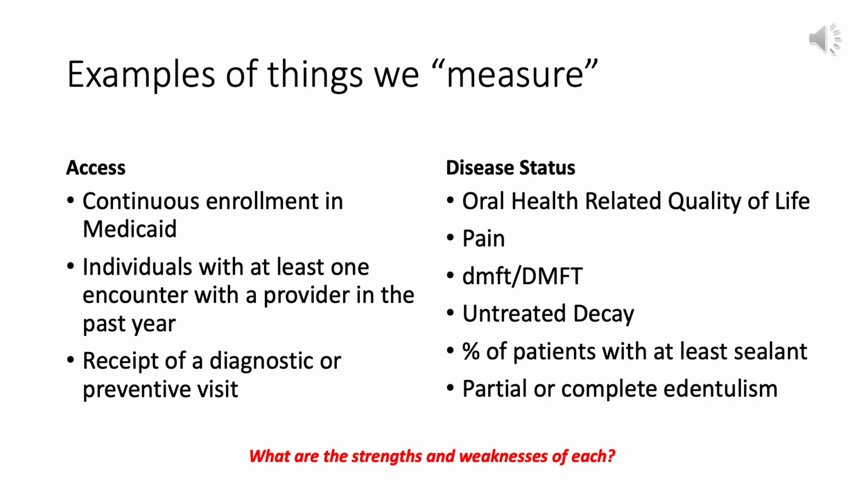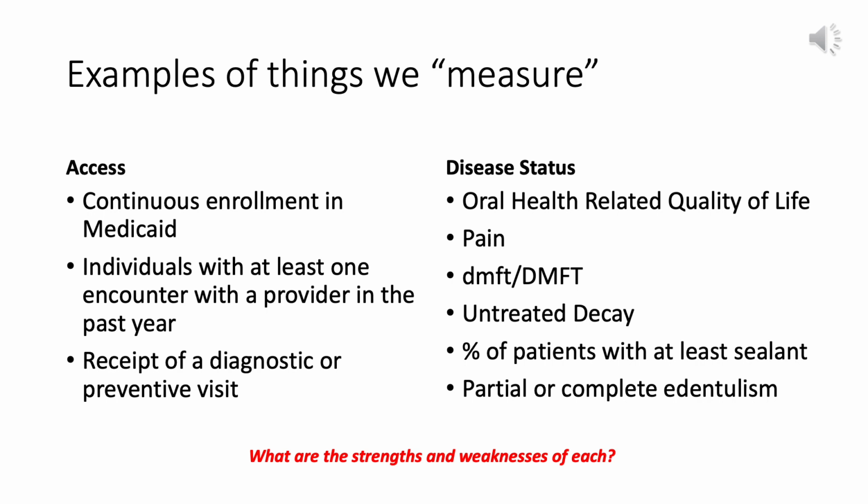So oral health epidemiology is defined as the way we measure the distribution of burden of disease within a population, specifically related to oral health. And some examples of things that we measure are 2 things really, access and disease status. Within access, some things that you can explore are continuous enrollment in dental benefits, Medicaid for example. A second would be what percentage of individuals had at least one encounter with a provider, an oral health care provider, in the past year.